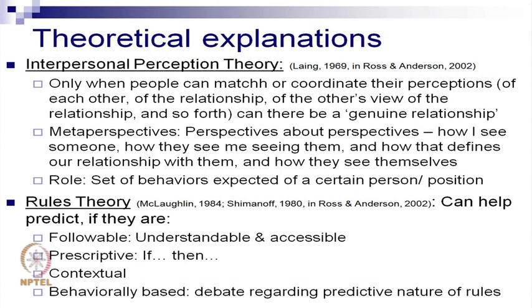It says only when there is complete coherence can we have a genuine relationship, otherwise there is some sort of deception going on. Meta perspectives are perspectives about perspectives. This is what I was just talking about. How I see someone, how they see me seeing them, and how that defines our relationship with them and how they see themselves. Okay? Role is a set of behaviors expected of a certain person or position, and that in turn determines the perception we have of ourselves and the perception we have of the other people in our environment.